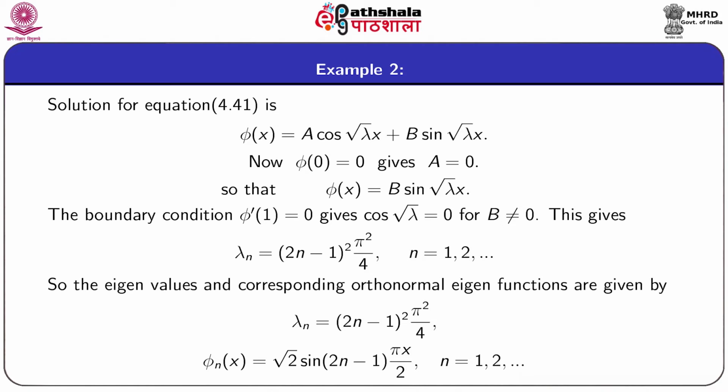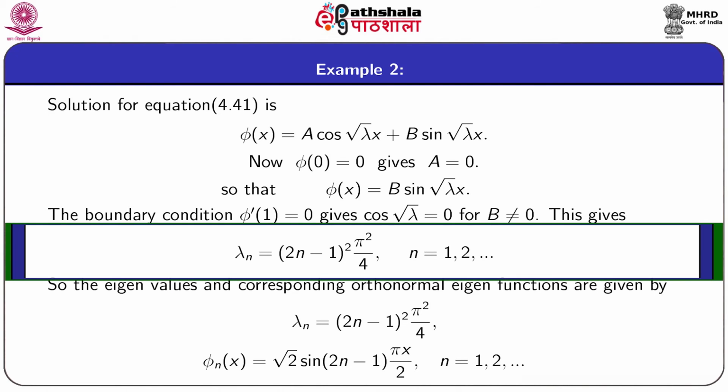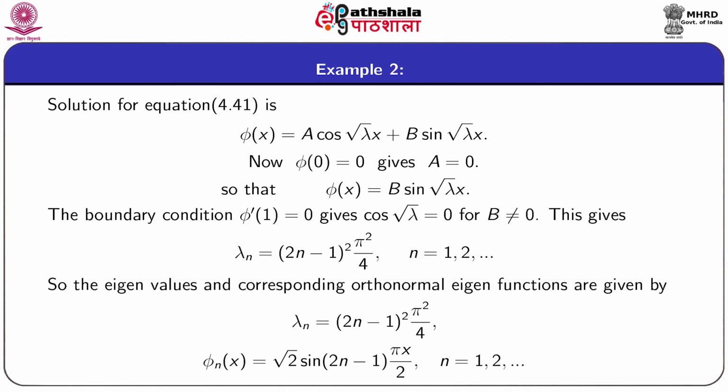We are not interested in the trivial solution, so we use the boundary condition phi'(1) equal to 0, which gives us cos(root lambda) equal to 0, and this gives lambda_n equal to (2n minus 1) whole square pi square by 4, where n ranges from 1 to infinity. So the eigenvalues and the corresponding orthonormal eigenfunctions in this case are given by lambda_n equal to (2n minus 1) whole square pi square by 4 and phi_n(x) equal to root 2 sin((2n minus 1) pi x by 2).